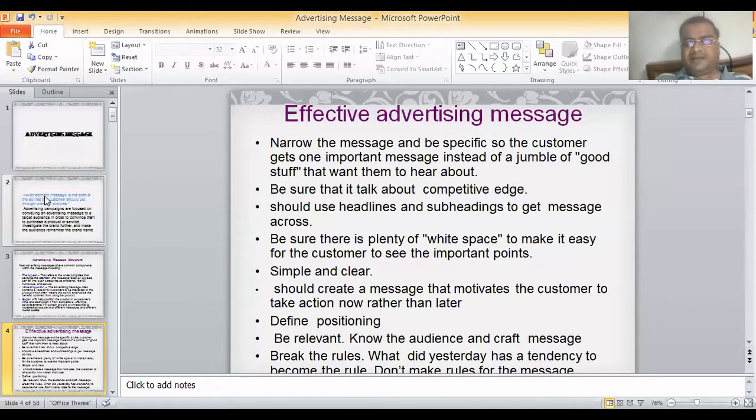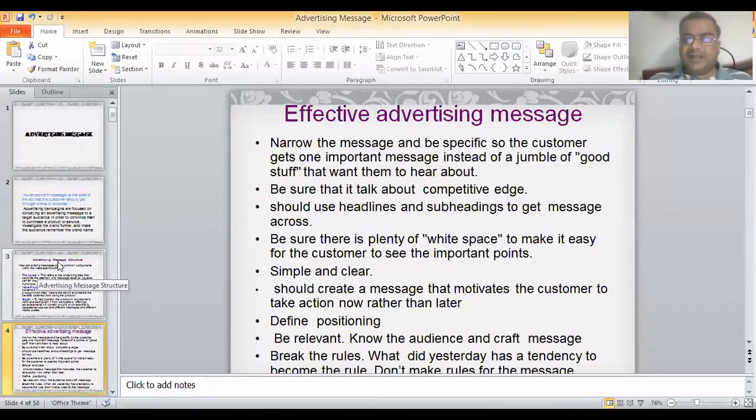Now, next is positioning. The message should be able to position the product properly. For example, be it the price of the product, be it the use of the product, all these things should be there in the message. Based on the target audience, you should be able to position your product, and that positioning should reflect in the advertising message.